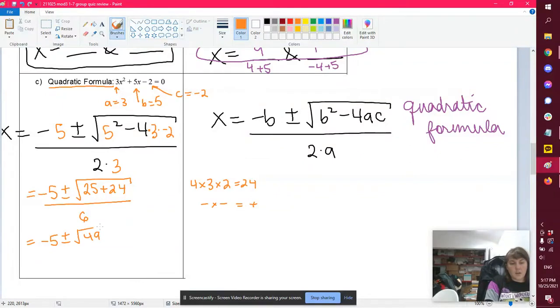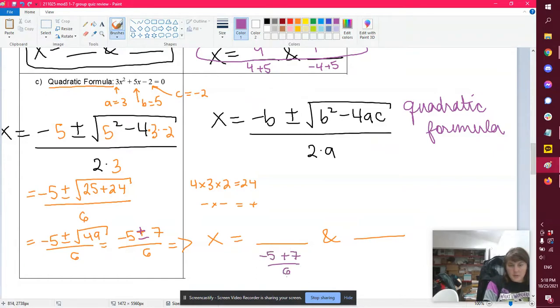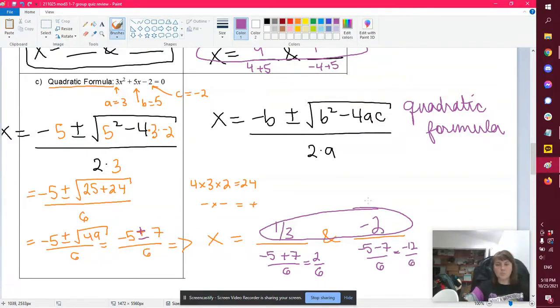25 plus 24 is 49. The square root of 49 is 7. And then this is where I get my two answers, right? This first one will be negative 5 plus 7 divided by 6. And this second one will be negative 5 minus 7 divided by 6. This one ends up simplifying to 1/3. And this one ends up simplifying to negative 2, giving us our two answers.